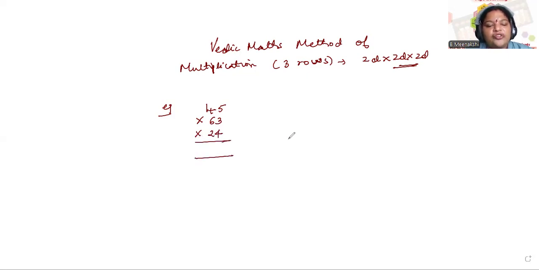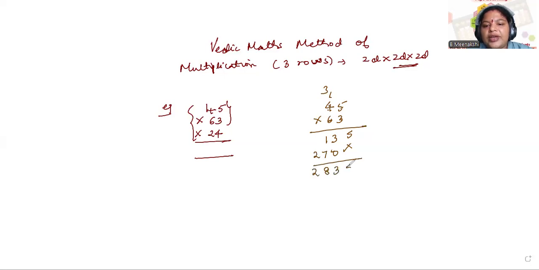If this is the question that is given, in the conventional mathematics method, first you will do 45 into 63. How will you multiply this? 3 5s are 15, 3 4s are 12, plus 1, 13, 6 5s are 30, 6 4s are 24, plus 3, 27. You'll get 2835.